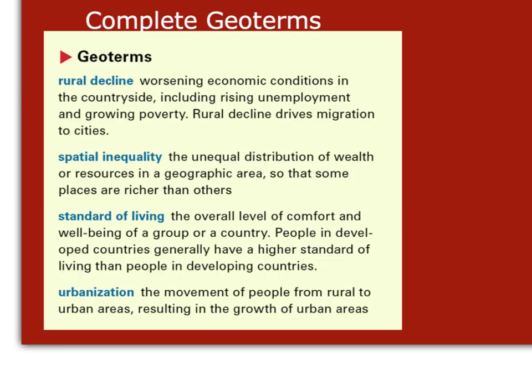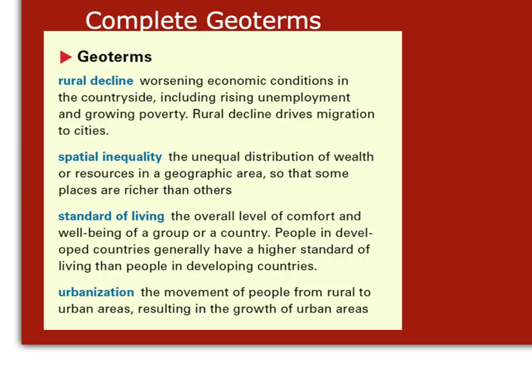Let's quickly talk about each one of these geoterms. Rural decline. This is the worsening economic conditions in the countryside, including rising unemployment and growing poverty. Rural decline drives migration to cities. If we think about many parts of Latin America, especially south of Mexico, many people are actually leaving these areas to head for Mexico City, the largest city in the northern hemisphere. So when people have nowhere else to go, they travel to the cities in hopes for jobs and employment. Many times when they get there, they realize that those dreams are not a reality.